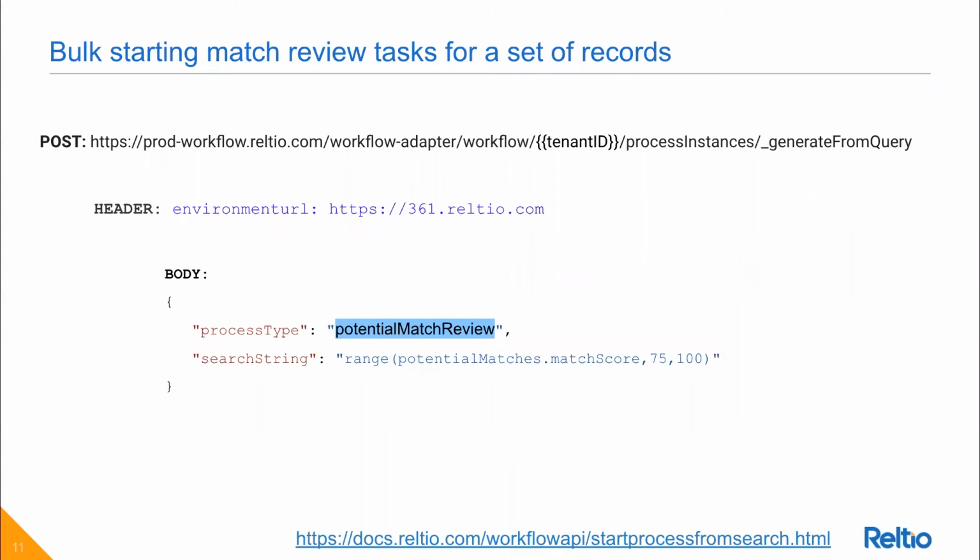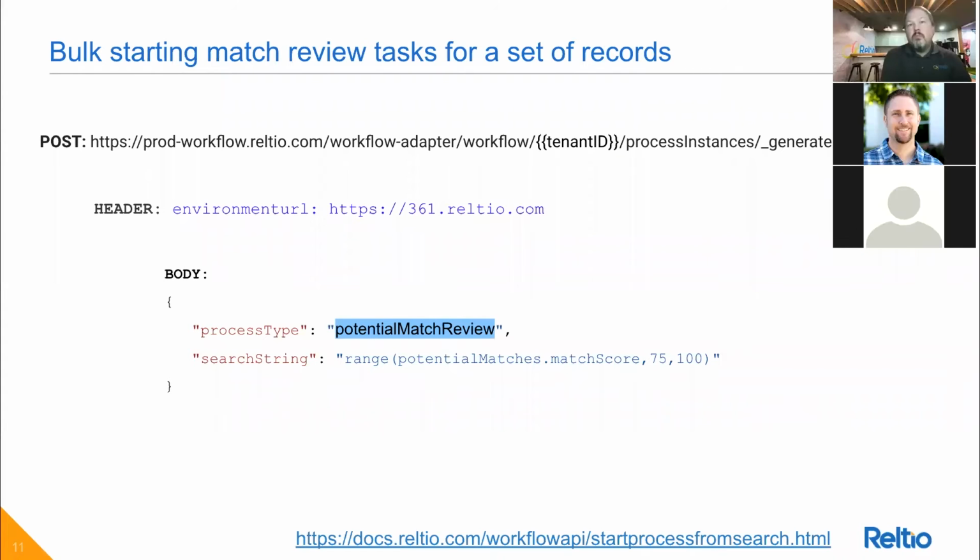Yes. So related to the request match review: if there are 1,000 potential matches for a particular match rule, and when we click on request match review, will the email get triggered for all the 1,000 records, or will it be one email saying that there are 1,000 potential match reviews?